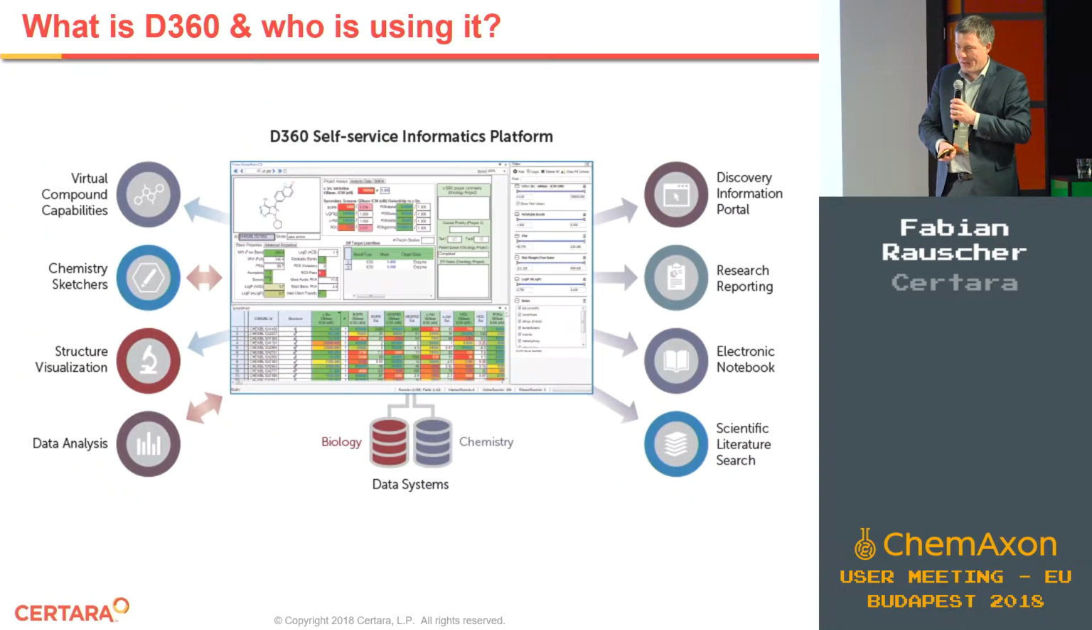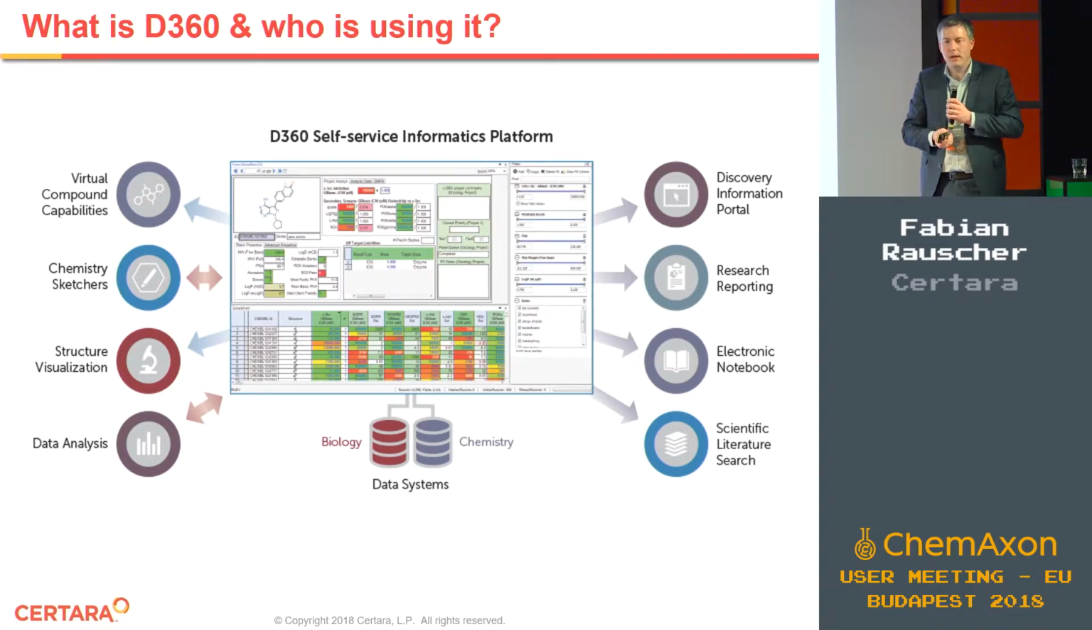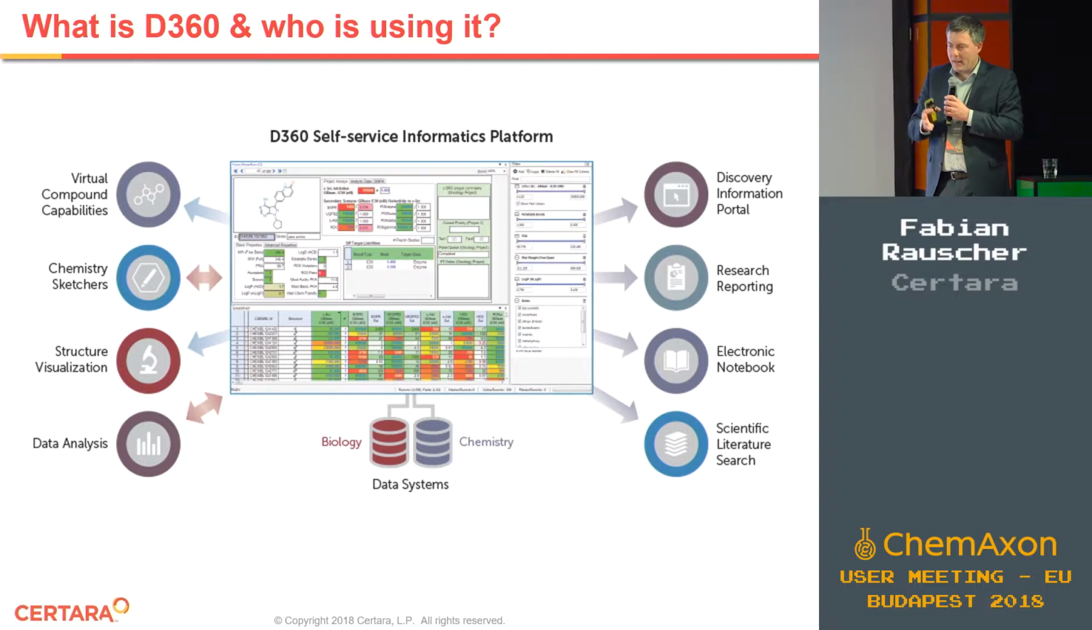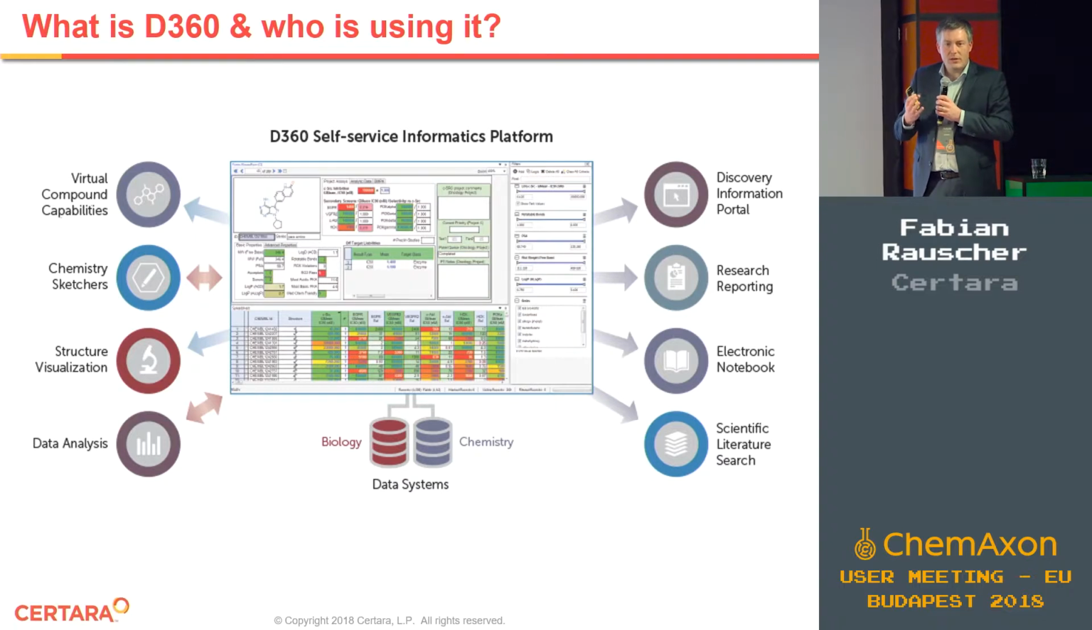Okay, so D360, what is D360 and who's using it? You've heard it this morning. D360 is a data access, retrieval, and analysis tool that's used mainly in the discovery area. We have around 5,000 to 6,000 users worldwide, spanning large pharmaceutical organizations, biotechs, mid-sized organizations. We have small biotechs in the Boston area with just 10 users. The idea of D360 is to allow the scientists to have self-service access to the scientific data that is produced within their organization.